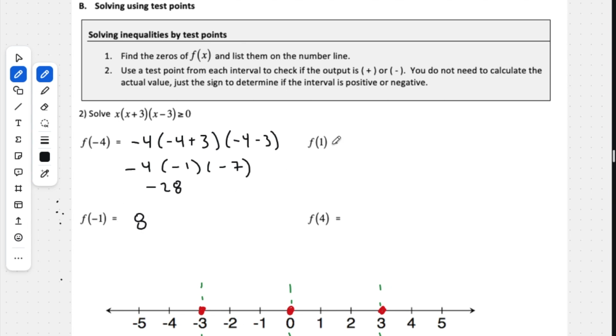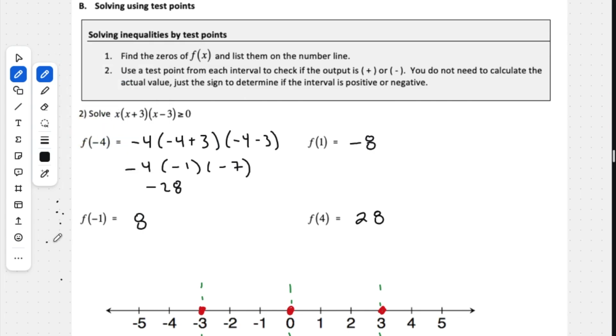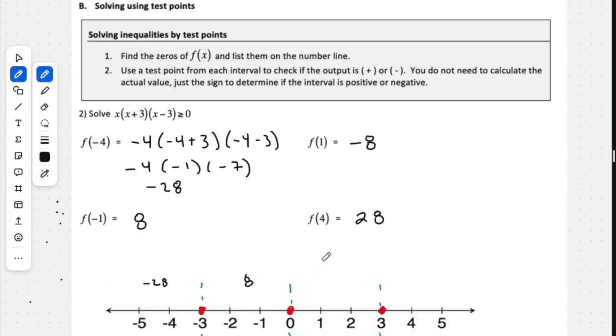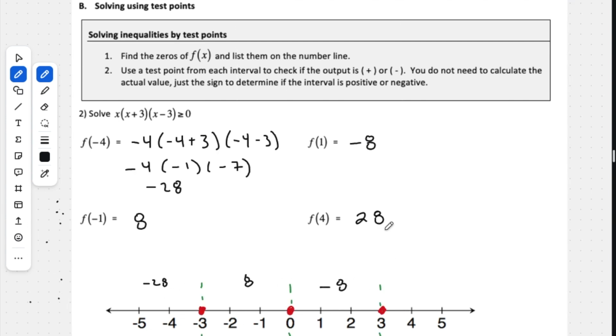If we plug in -1, you're going to end up getting 8. If you plug in 1, you will get -8. And if you plug in 4, you will get +28. And so what we can take away from that is, let me write those numbers down. So this one came out -28. This one, -1 came out 8. 1 came out -8. And this one came out 28.